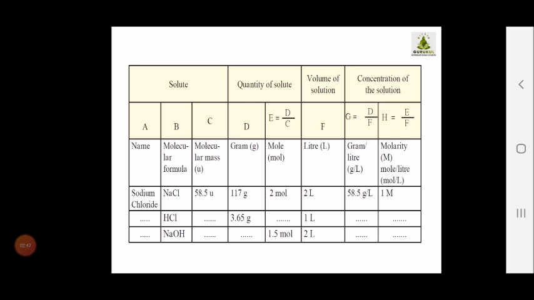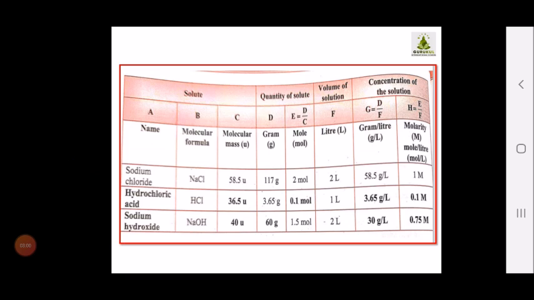It will be 58.5 gram per liter. It is equivalent to 1 mole. Now the second substance is given to you as HCl. HCl means what? Yes, hydrochloric acid. Now this is the solution table I have given to you.